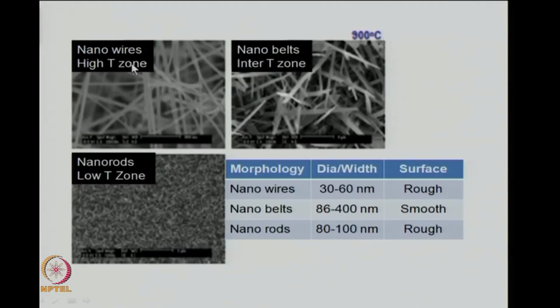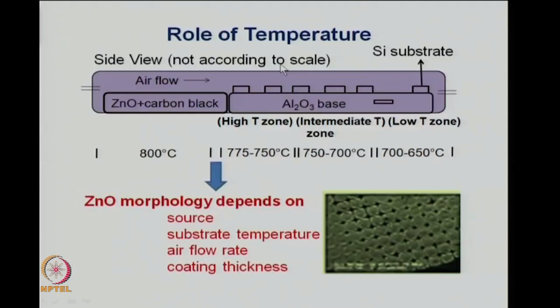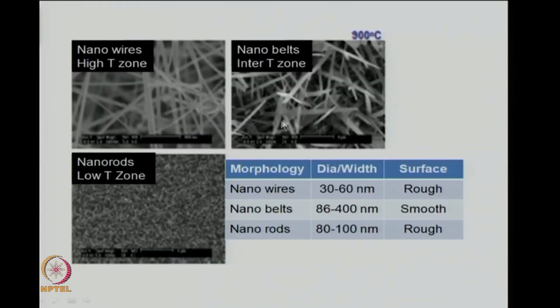So, the high temperature zone shows nanowires, that means the thickness of these wires is small. So, you get nanowires which have a diameter of around 30 to 60 nanometers, very fine wires at high temperature. So, the substrate here is silicon and it is kept at high temperature of around 750 to 775 degrees centigrade. If you go to intermediate temperature zone, that is this zone where the temperature is between 750 to 700 degrees centigrade, then you can see nano belts.